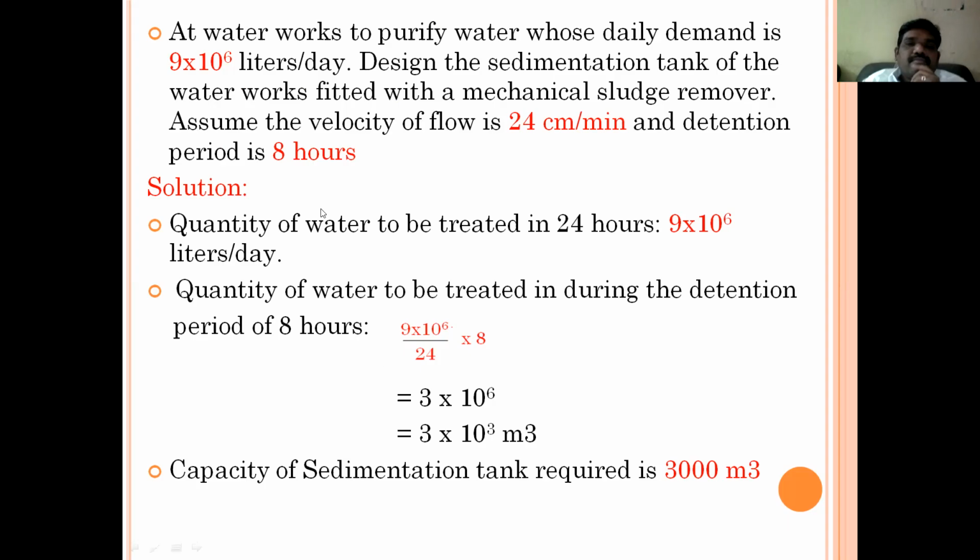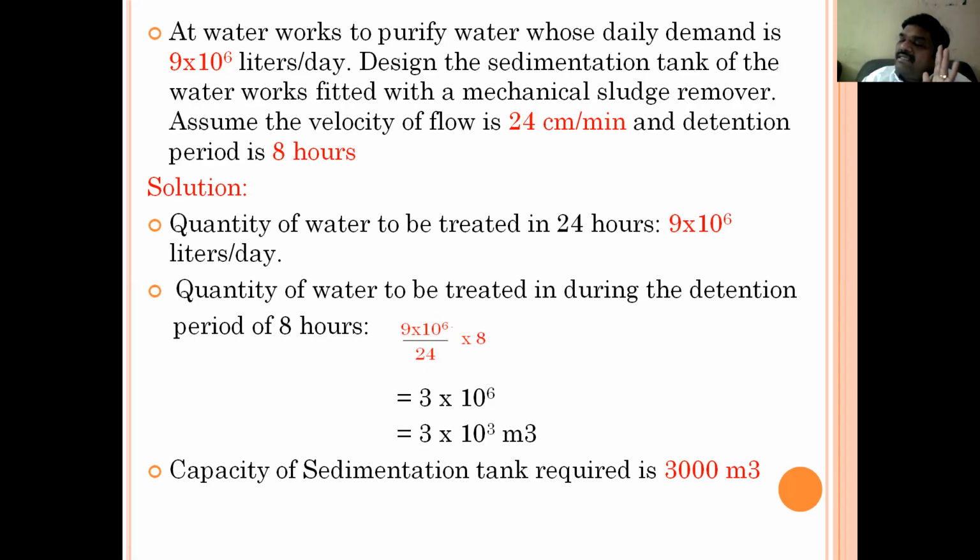The first step: quantity of water to be treated in 24 hours. The water demand is 9 into 10 power 6 liters per day. That means we are not supposed to send the water directly. As I said at the beginning of this session, we must treat that water. How much water must we treat? The water that is in demand has to be treated, that means 9 into 10 power 6 liters per day. Next, quantity of water to be treated during the detention period.